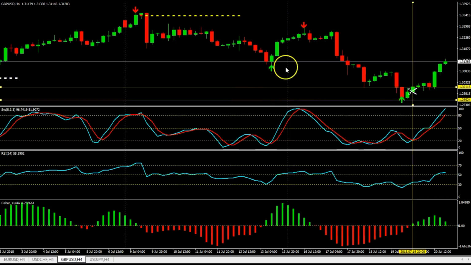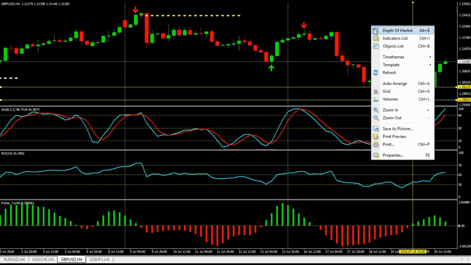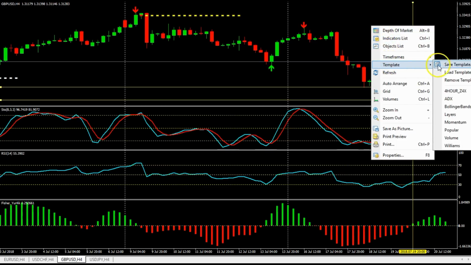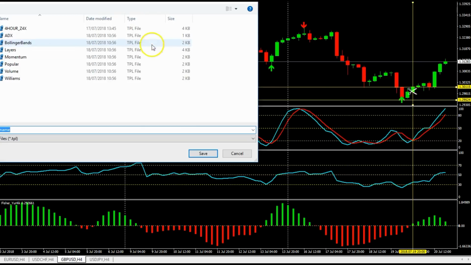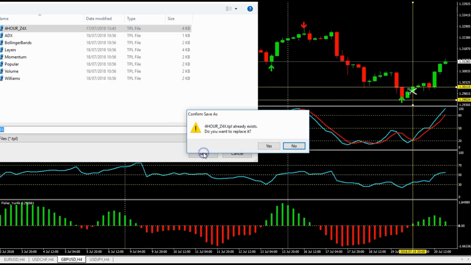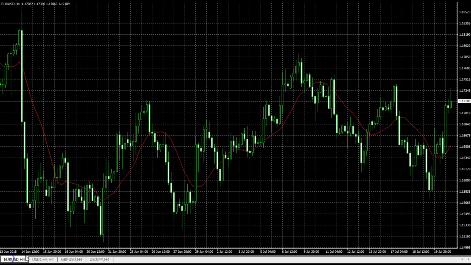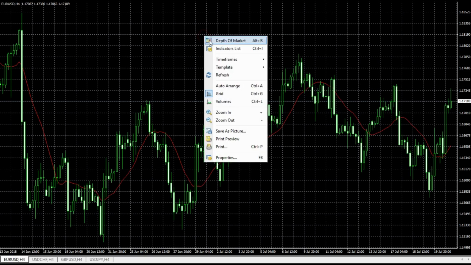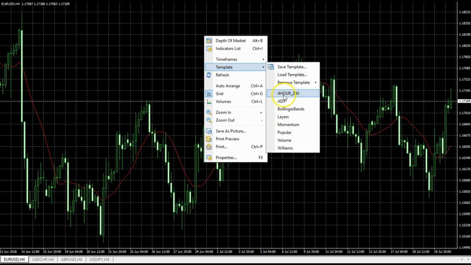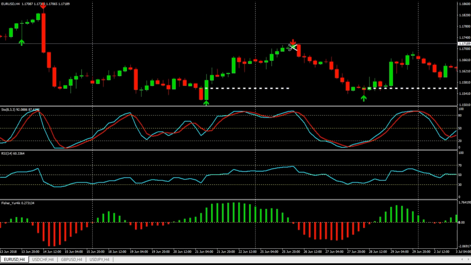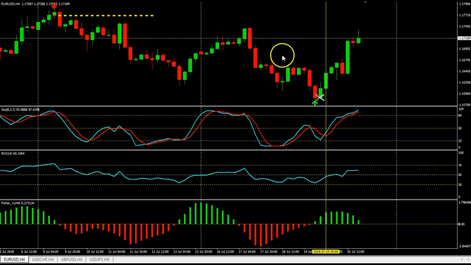Now, because we have the period separators, I'm going to go to template and save template as the 4-hour Z4X and save. Right, now let's go to another pair, Euro USD. Right click here, go to template and go to 4-hour Z4X. Here you are. So this was your start of the week.